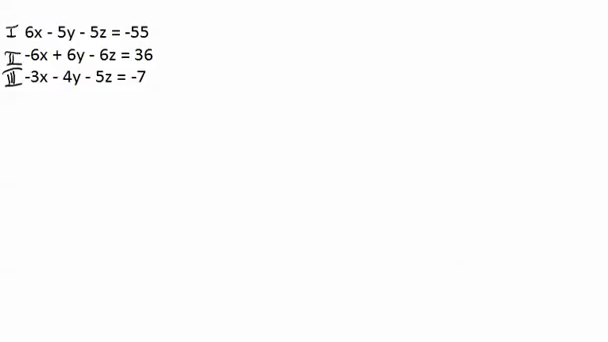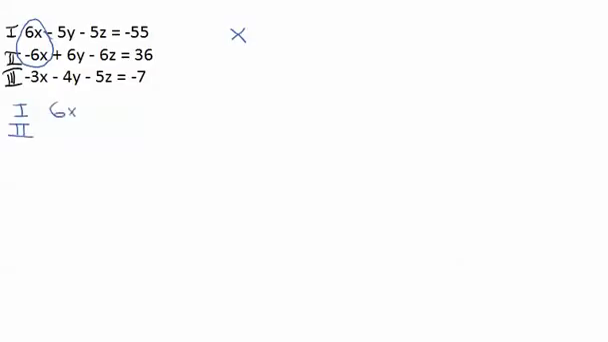We're going to want to eliminate the same variable twice, and I notice we've got 6x and negative 6x. That's going to be really easy to eliminate. So what I'm going to do is get rid of x twice. I'm going to do that with equation 1 and equation 2 to begin with.